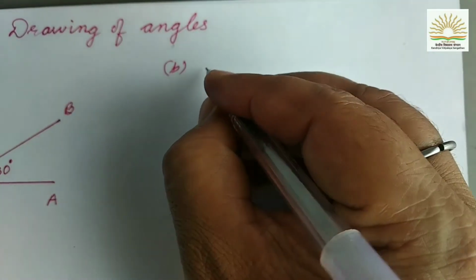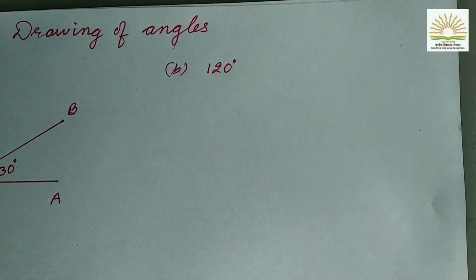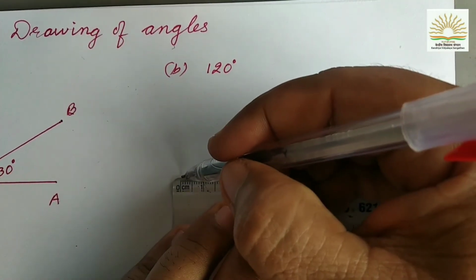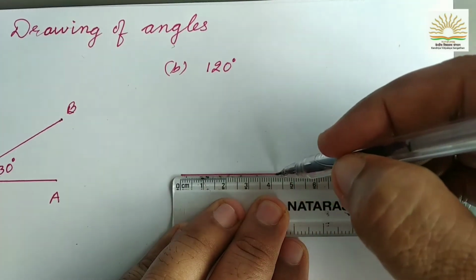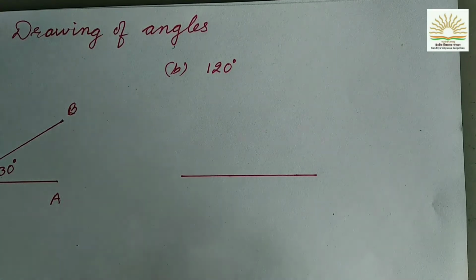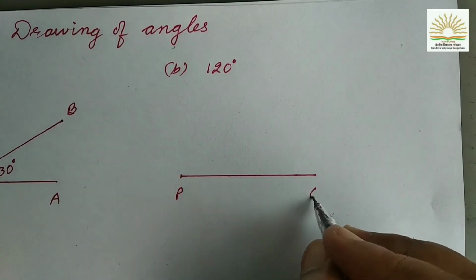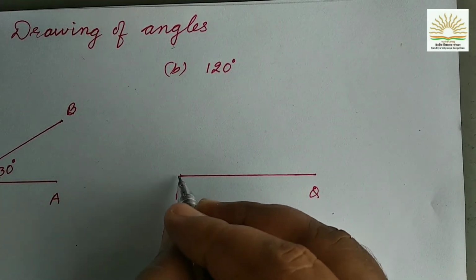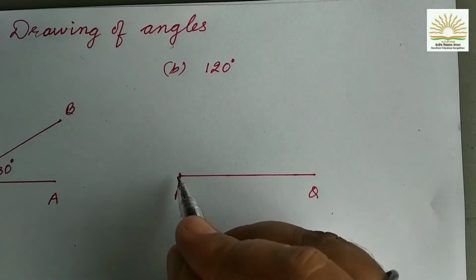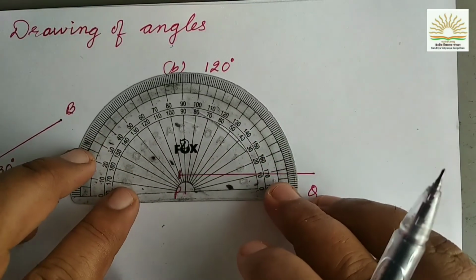Now I am going to draw another angle of 120 degrees. For that, again, I am drawing a line on which I will draw the angle of 120 degrees. So I am going to mark it again PQ. At this point P, from where you will start drawing the angle, put a slightly darker dot so that you can see this point through the protractor.